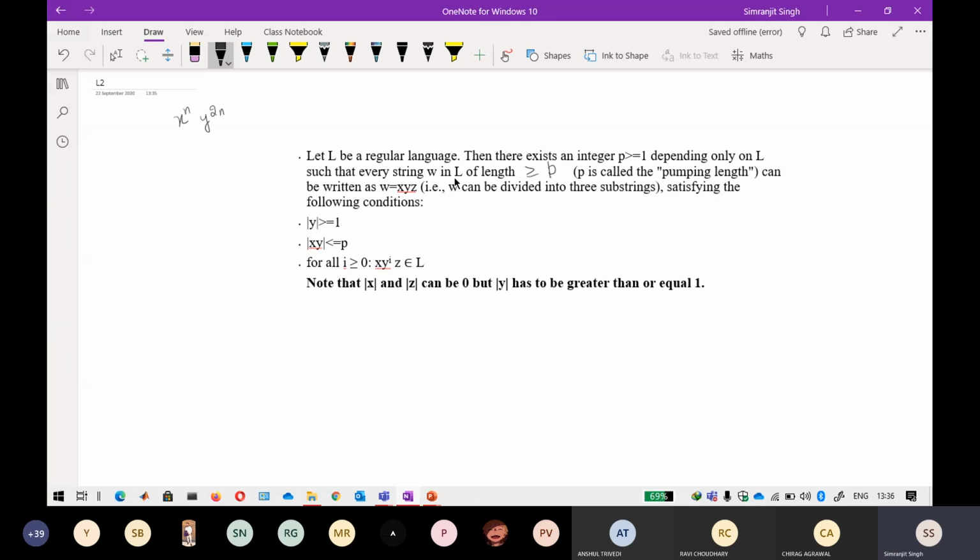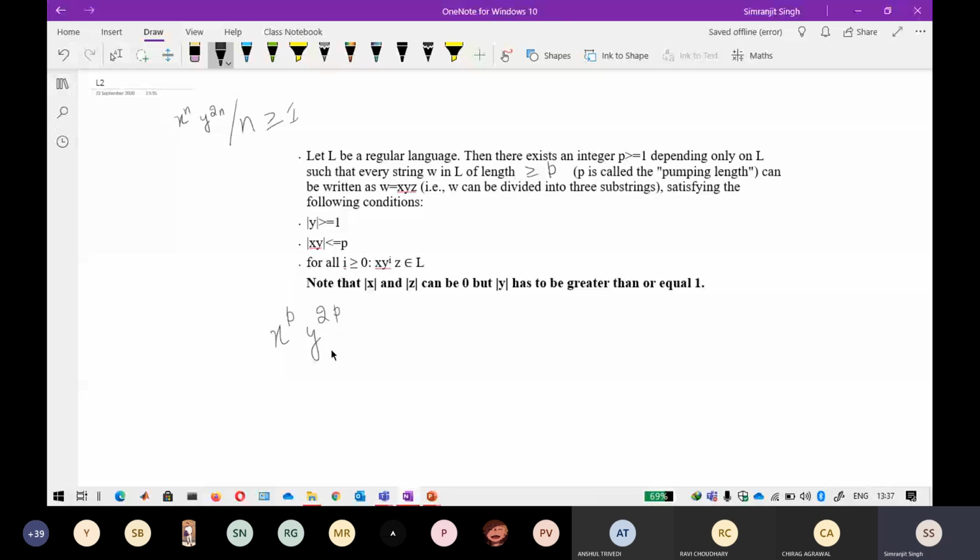The length is greater than or equal to p means that it is at least p. So first of all, understand this condition. Now go for the first condition written here. Replace this n with p, so x raised to power p and y raised to power 2p. Now I have replaced this n with a pumping variable that is called p.